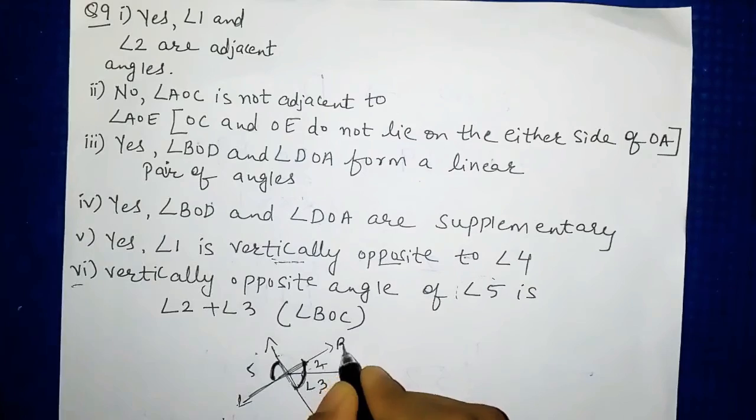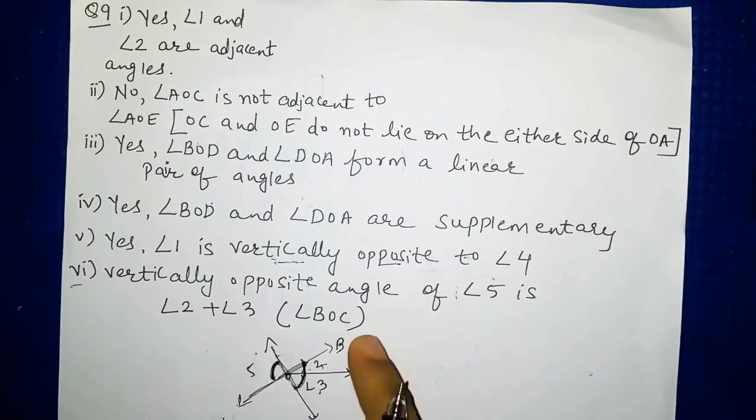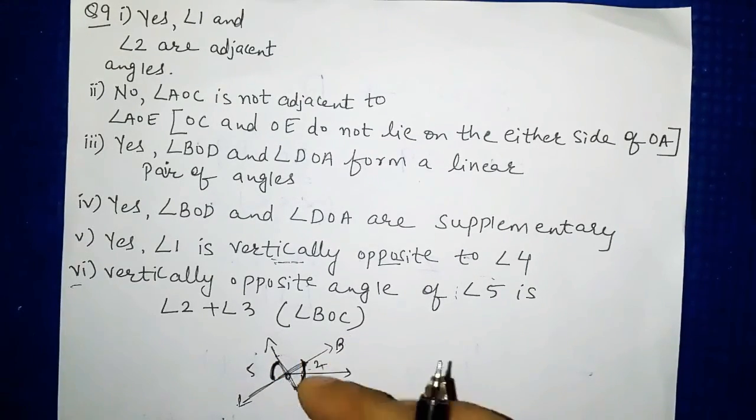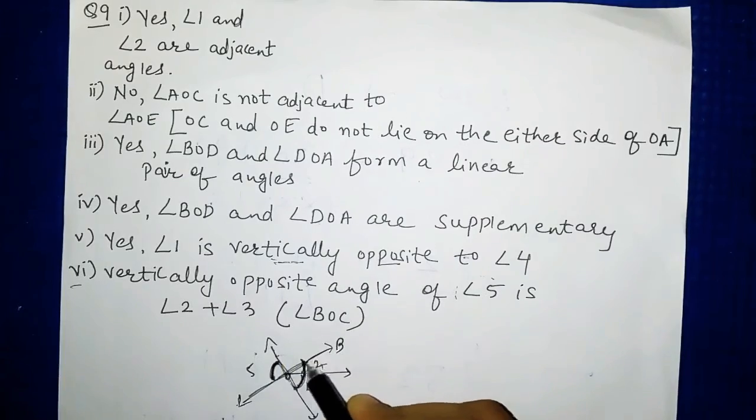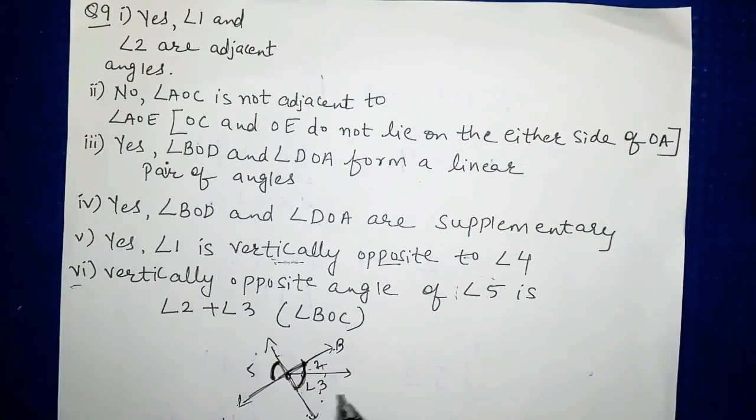Or if you see, the name is given as BOC, the name is BOC or COB. So angle 5 is equal to this whole angle BOC. Angle 2 plus angle 3 का total इसका vertically opposite angle होगा.